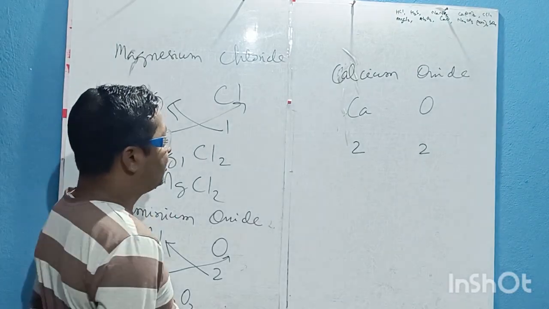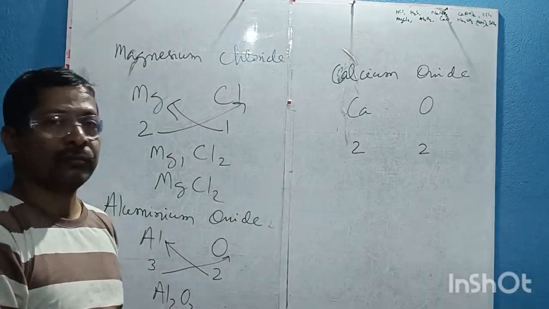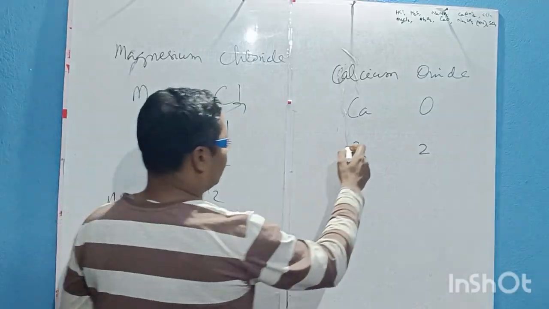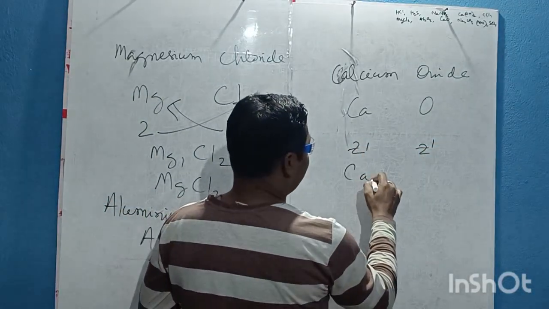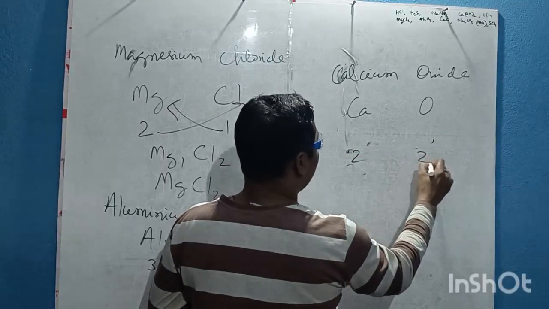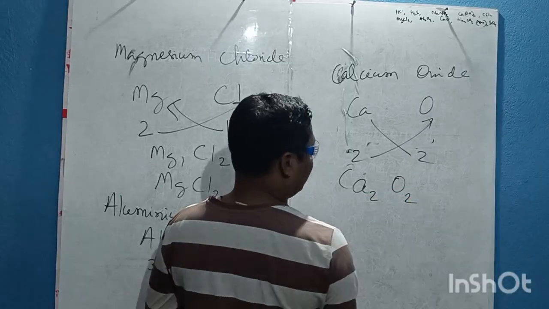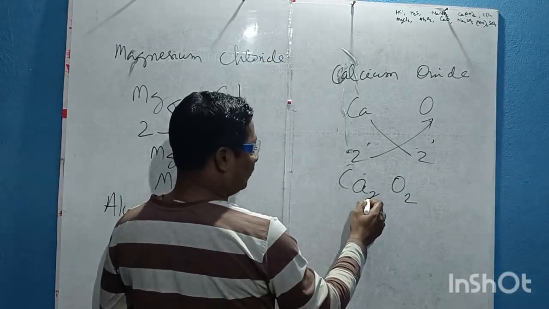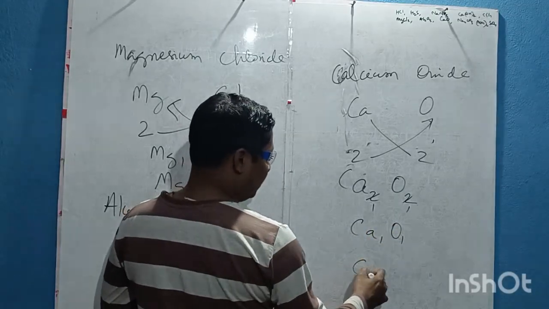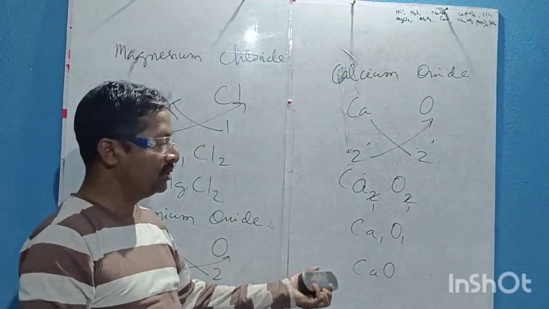So if there is a common factor between the 2 valencies, you have to go to the lower terms. So 2 1 ja, 2 1 ja. First write down 2 2 here, Ca2 O2. Now you have to go for the lowest term, 2 1 ja, 2 1 ja, Ca1 O1. 1 can be omitted, CaO. Okay, could you follow this?